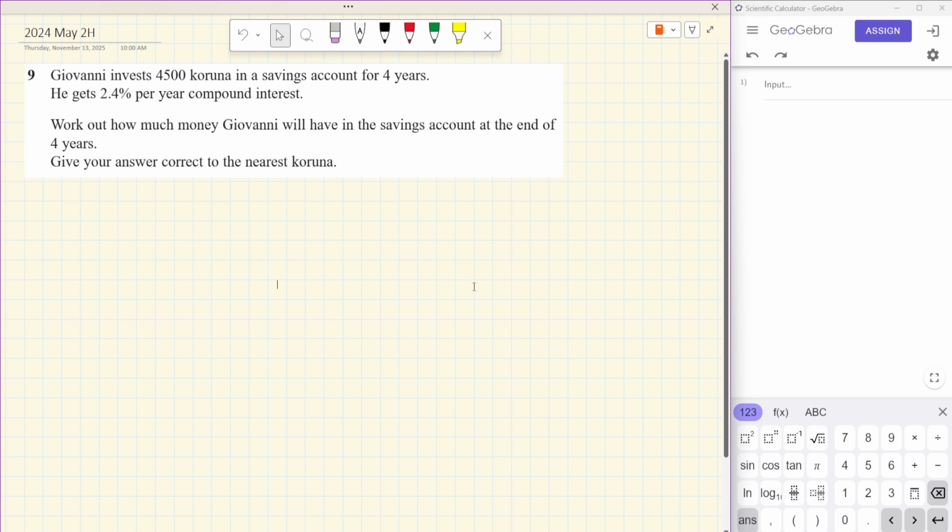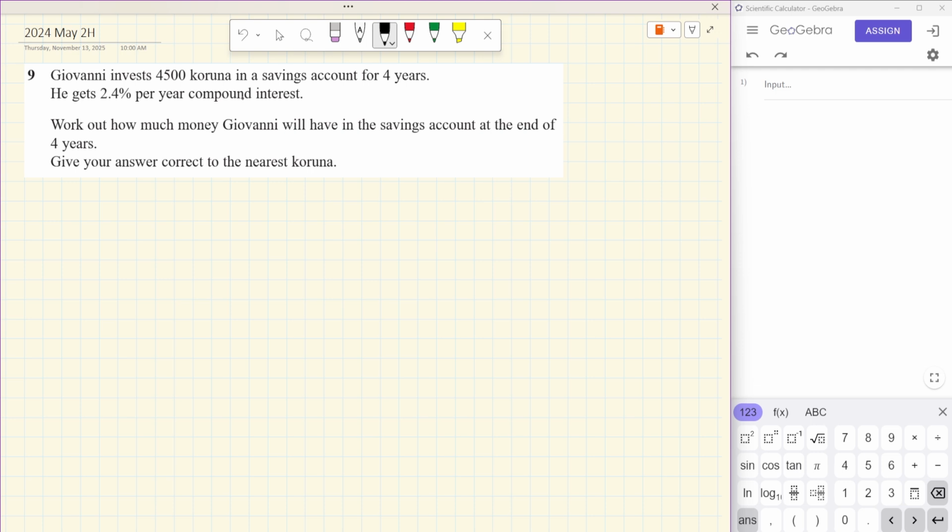Let's do more sums on percentages. Giovanni invests 4,500 corona in a savings account for 4 years. He gets 2.4% per year compound interest. Work out how much money Giovanni will have in the savings account at the end of 4 years. Give your answer correct to the nearest corona.